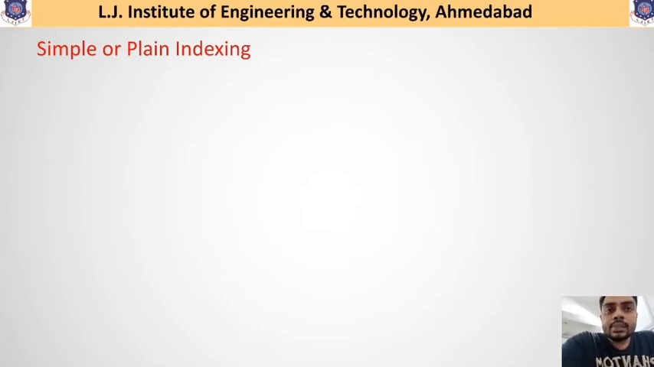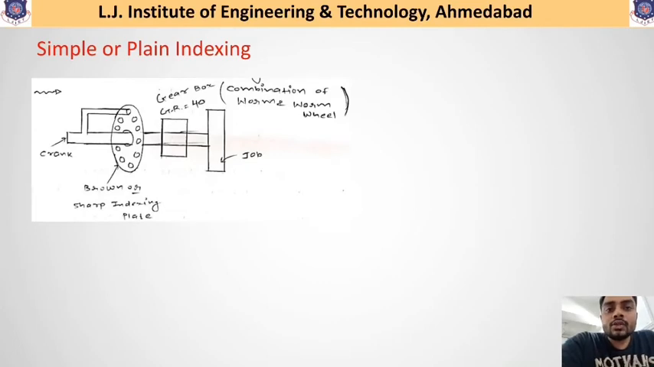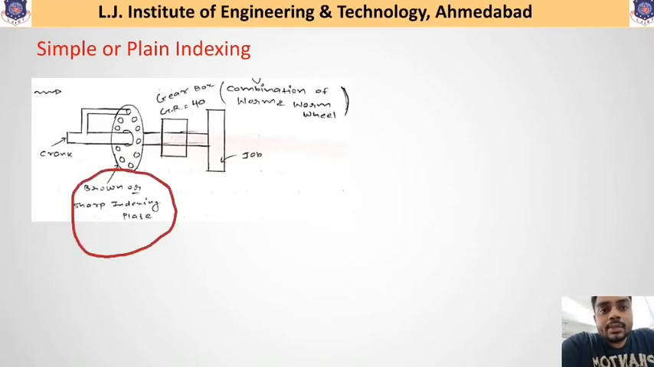So in this simple or plain indexing method, the universal dividing head will be used, and for this the figure will be similar to that of the universal dividing head. As you can see in this figure, there is a brown or sharp indexing plate available, and these brown or sharp indexing plates are available in 3 different sets that we have studied in our previous lecture. Similarly, this indexing plate has a crank and crank pin which connects this indexing plate and finally our workpiece.